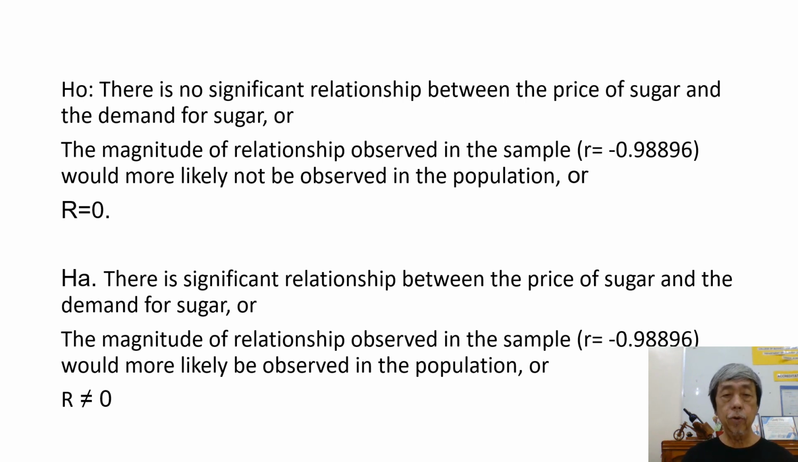The alternative hypothesis is there is significant relationship between the price of sugar and the demand for sugar, or the magnitude of relationship observed in the sample would more likely be observed in the population, or the population correlation is not equal to zero.